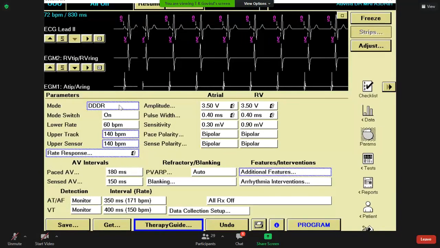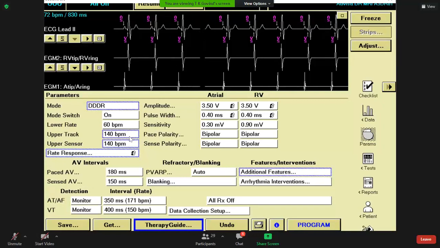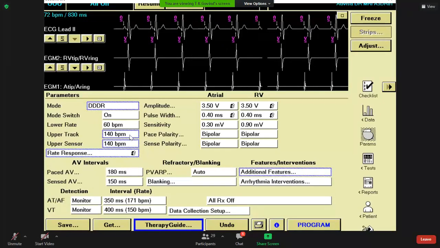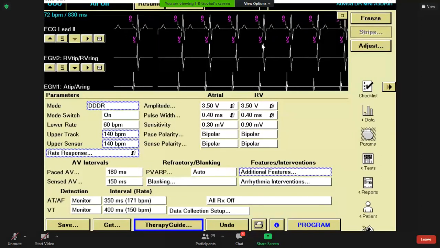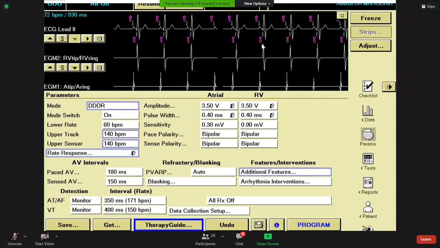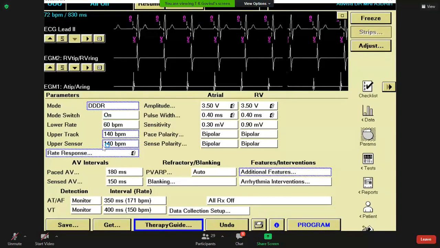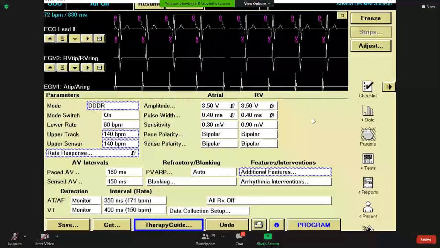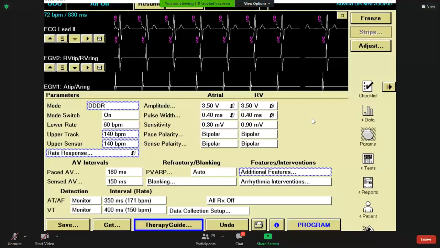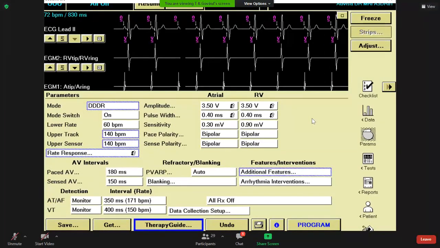Even if you program to DDD mode, when it mode switches, it mode switches to DDIR mode. So then the patient should not feel symptomatic. But is it in non-tracking mode? Yes, DDIR is a non-tracking mode. DDI and DDIR are non-tracking. You're not tracking the atrial rate. Yes. And during atrial fibrillation, you don't want to track the atrial rate. Right, so that is what you're doing.